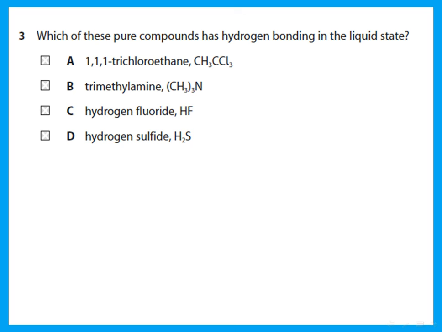Which of these pure compounds has hydrogen bonding in the liquid state? I'm going to remind you that in order to have hydrogen bonding, it should have hydrogen bonded to an electronegative element. So let us take a look at each of these. Structure A is this one. We do not have hydrogen bonded to an electronegative element. We do not regard carbon as electronegative. And the electronegative element which we have, which is chlorine, is not bonded to hydrogen. So this molecule would not have hydrogen bonding between its molecules.